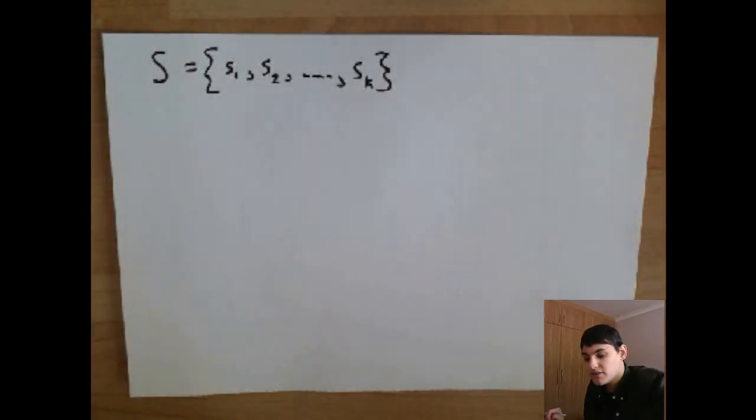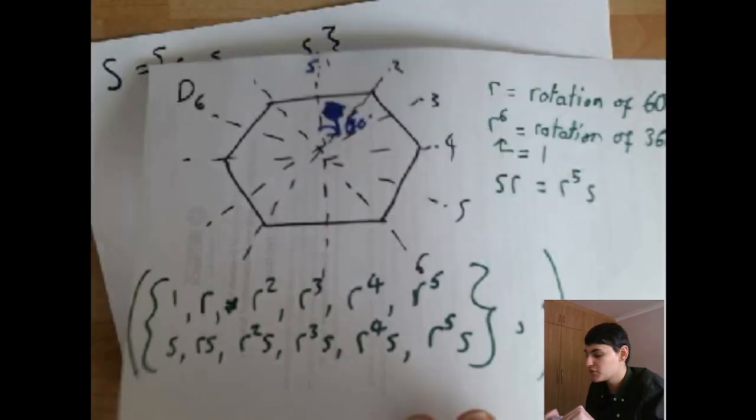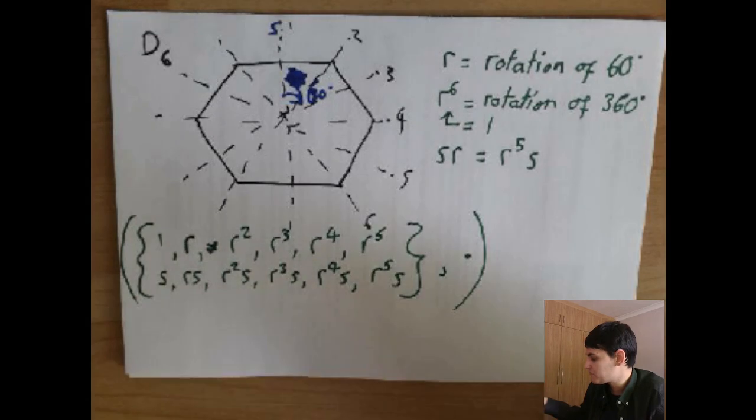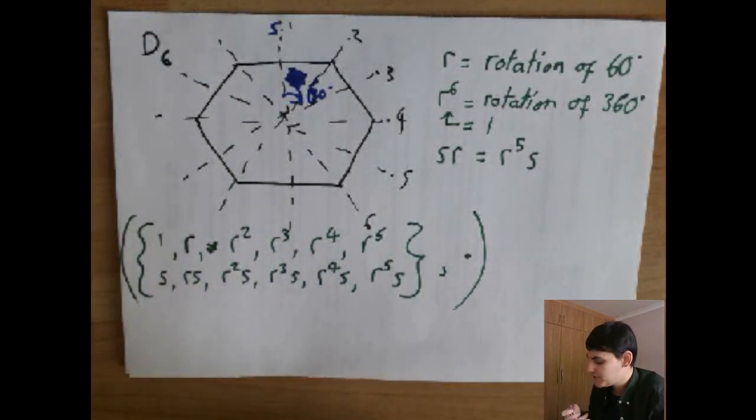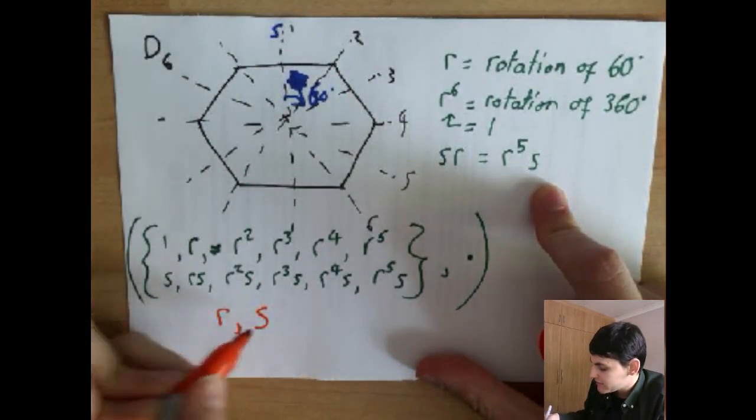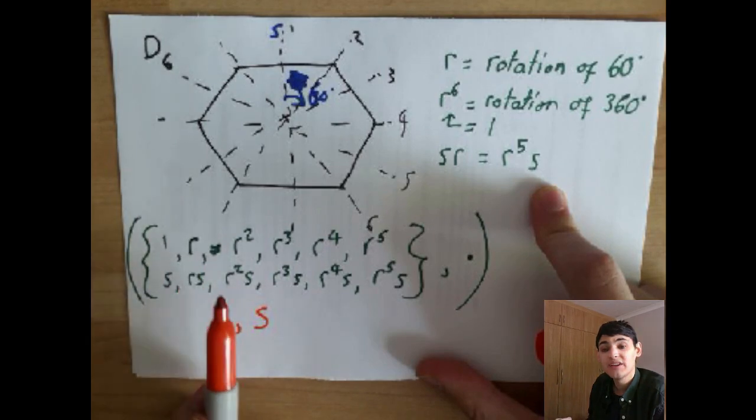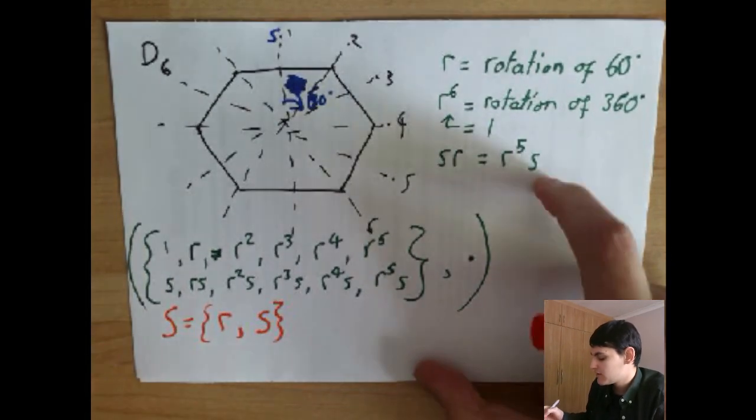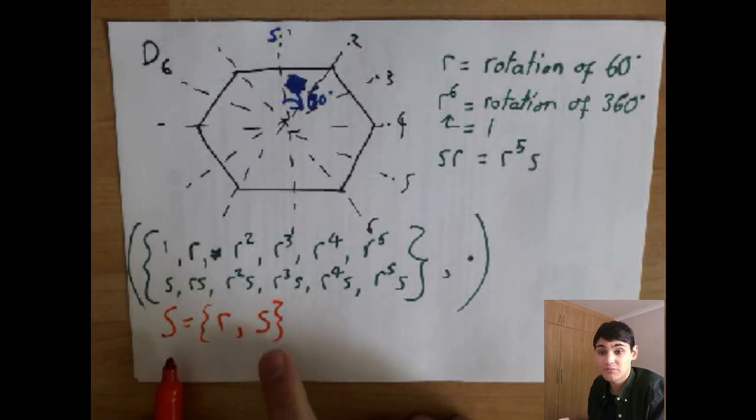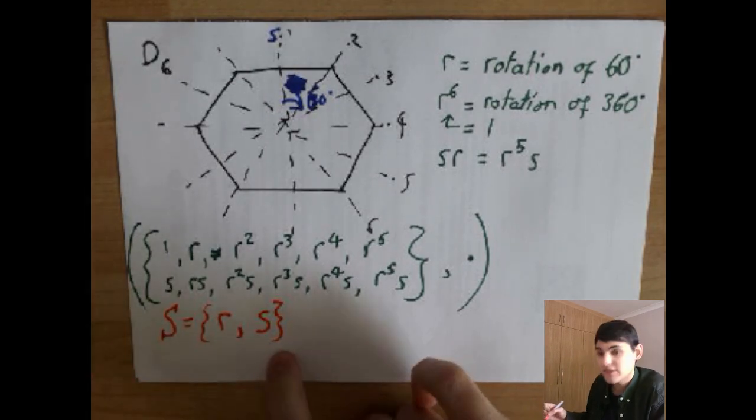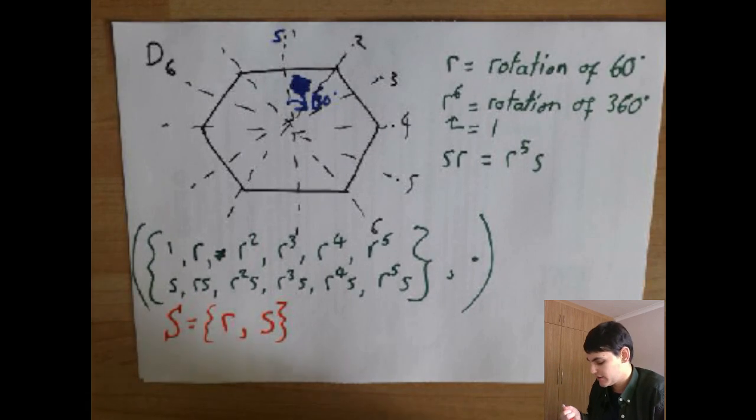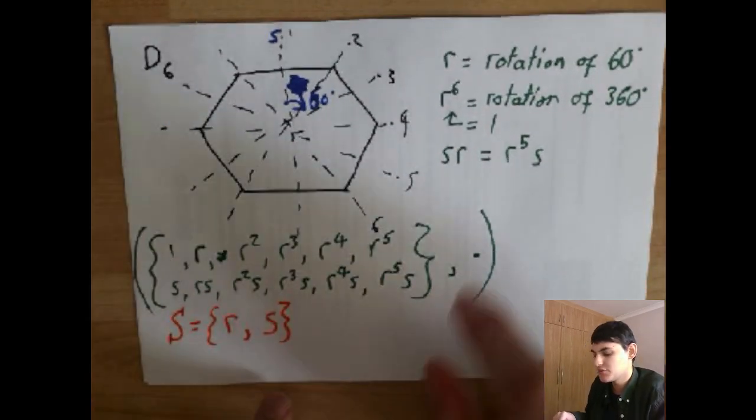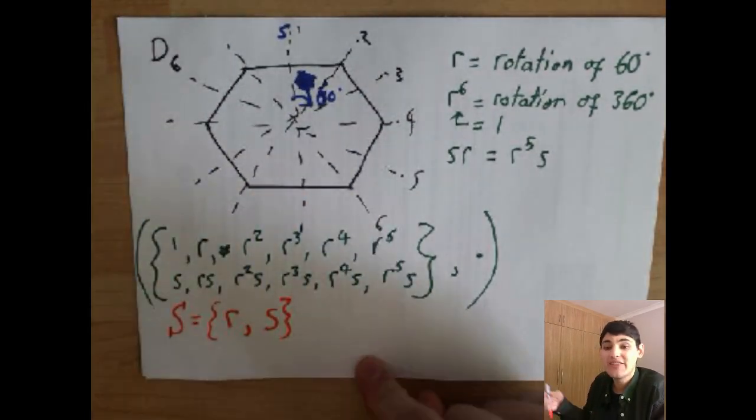A good example to look at for that is D6. If you take r and s, the rotation of 60 degrees and the reflection in the vertical axis, and I know that this s and this S are sort of similar, so let's put a couple of lines here to signify that that's a capital S, then this set is a generating set of D6. If you follow these rules, then you get the whole thing.